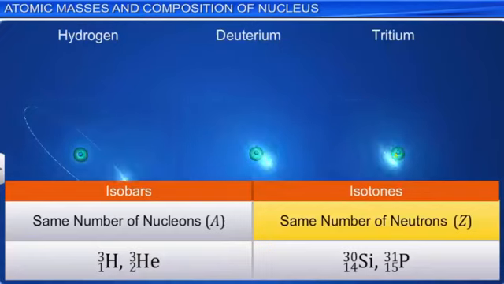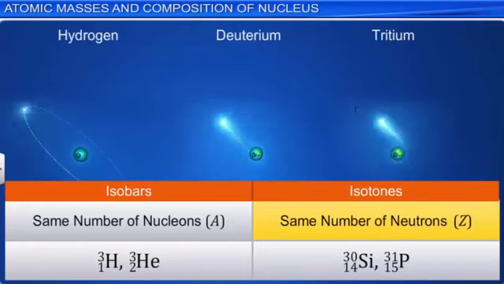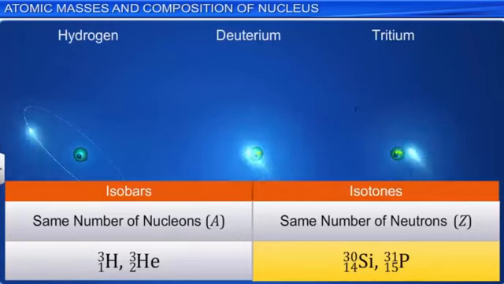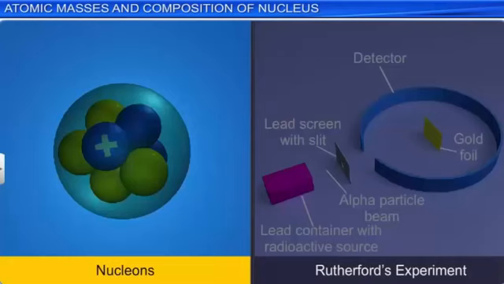Isotones are nuclides of different elements having equal number of neutrons but different atomic numbers, Z. For example, silicon-30 and phosphorus-31 are examples of isotones since both these nuclides contain 16 neutrons, as is evident from their notation. Until now, we have discussed the constituents of the nucleus and different types of nuclides. Let us now look at the size of a nucleus.